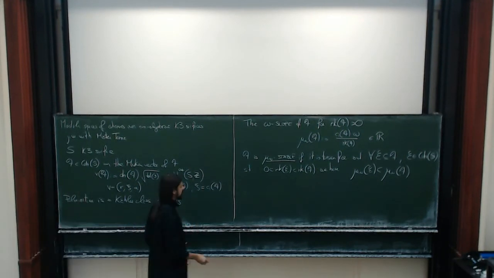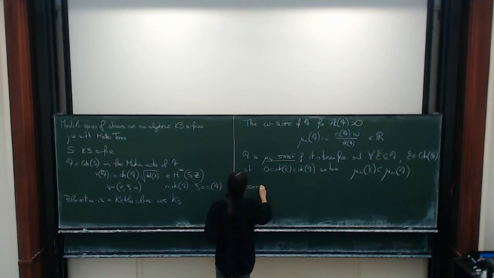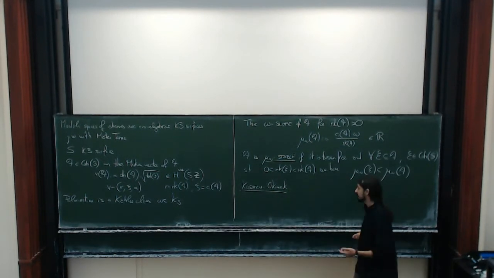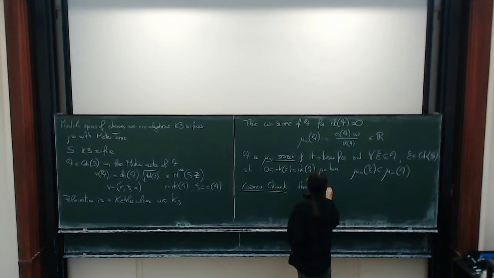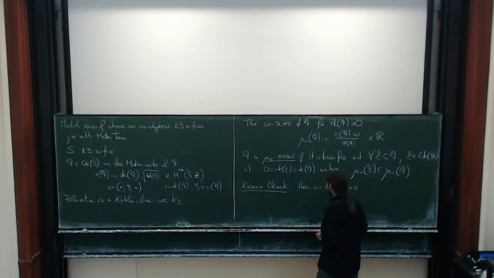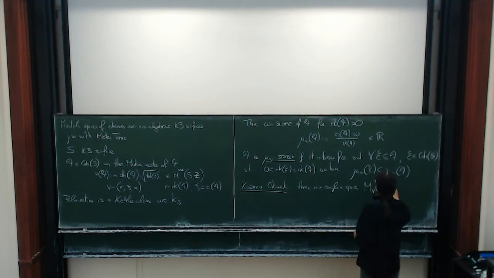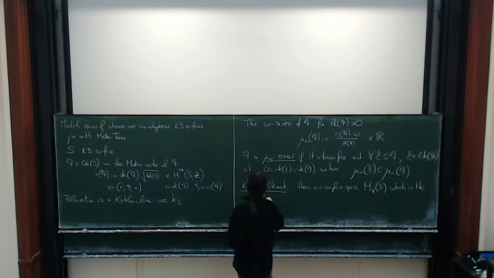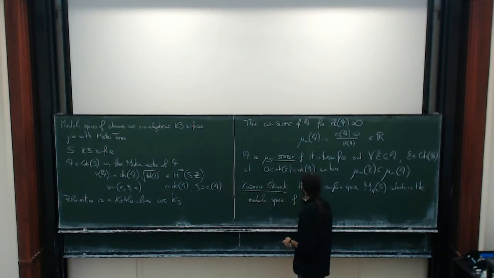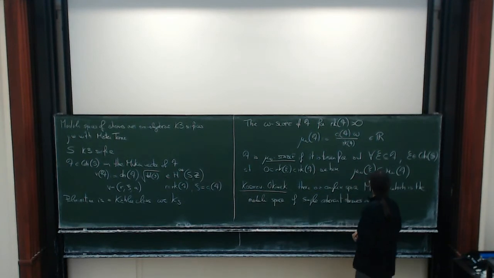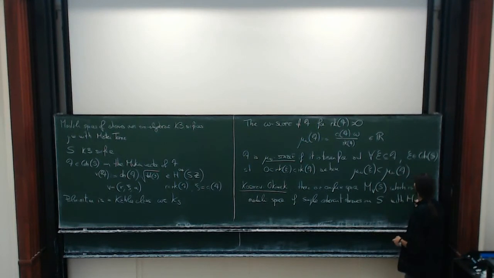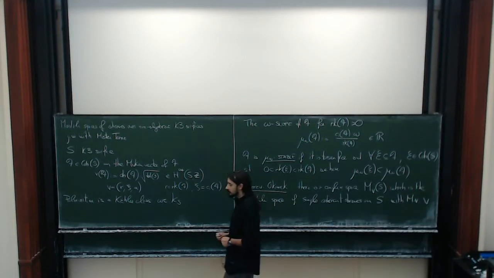And namely, the first thing is a theorem which is due to Gozarev and Okunek, which tells you that you have a complex space, which is far from being a manifold. Let me call it M_V^S, which is the coarse moduli space of simple coherent sheaves on S with Mukai vector V. And so this is a moduli space of simple sheaves.